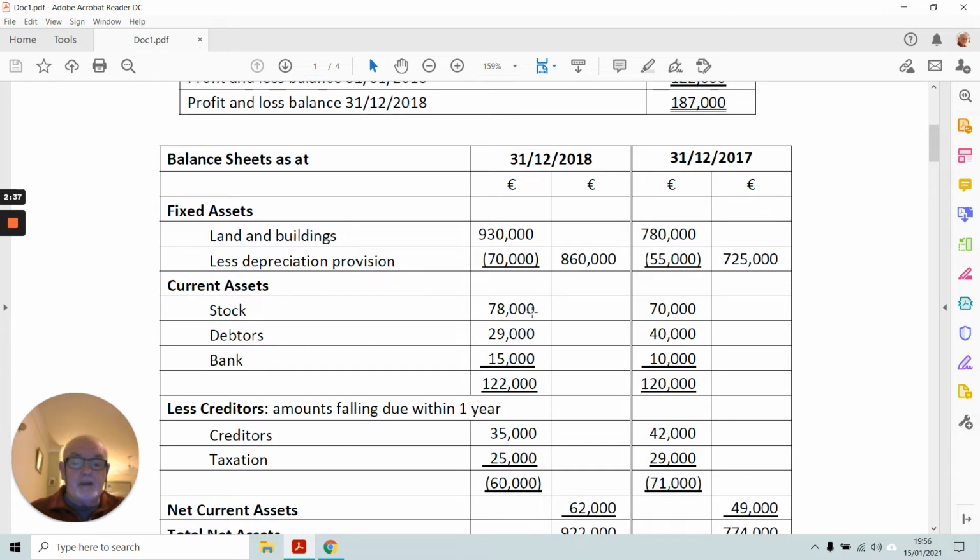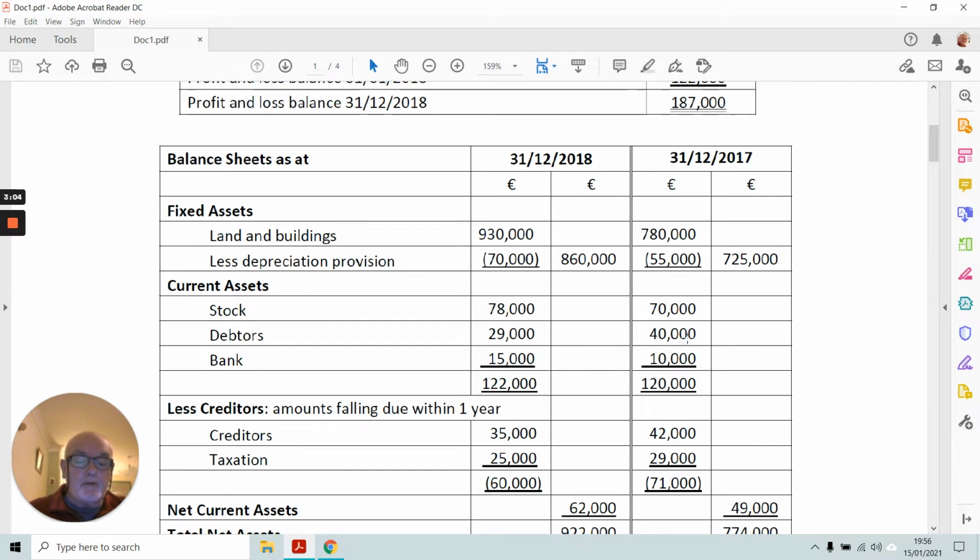Stock has increased in value by 8,000. Our opening stock, which is always a cost in our trading account, was 70,000. Our closing stock, which we subtract from our cost in the trading account, was 78. So the overall effect of the increase in stock of 8,000 there has been to increase our profit by 8,000 as well. You should check that up yourself.